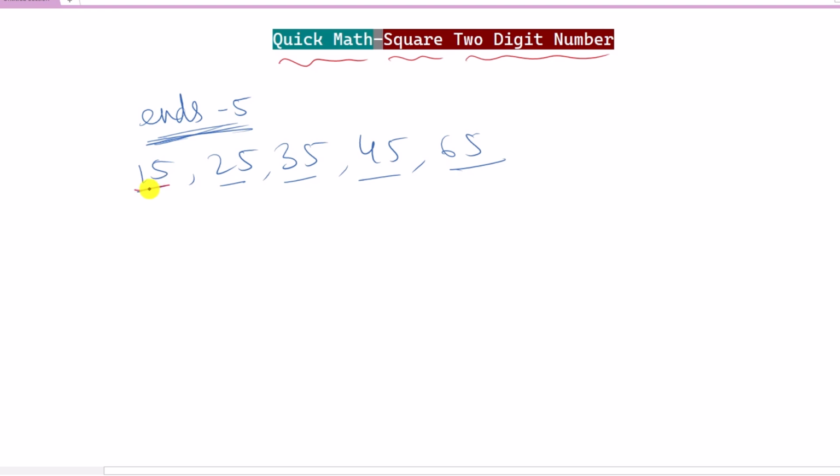So the trick is, suppose we are finding the square of the number 15. In that case, 5 squared, 5 times 5, is 25. And now for this number, we have to multiply the 1 with the next number, 2. So 2 times 1 is 2. So this will be the answer. This is the square of the number 15: 225.